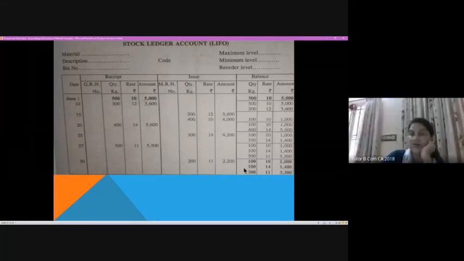Now we are just putting the balance. Now the balance is 100 at the rate of 10. It was there. Again, 100 at the rate of 14. Again, from this 500, 200 being issued. So that is 300 at the rate of 11, 3,300.